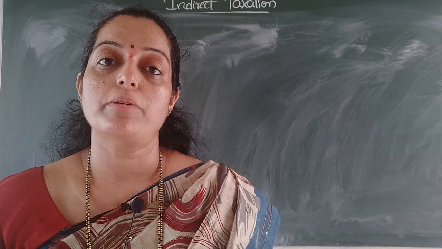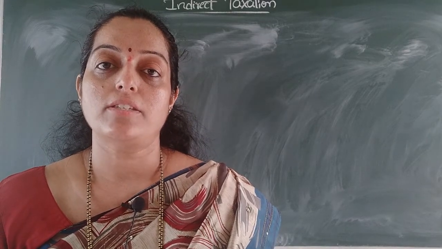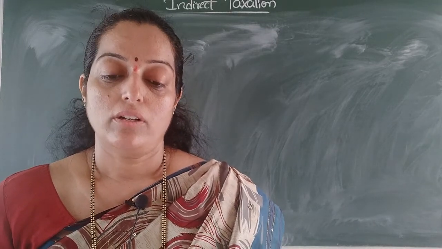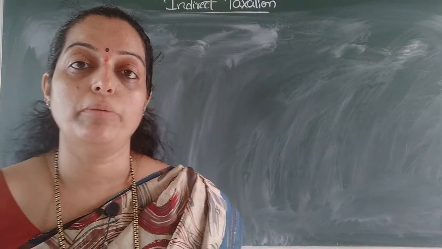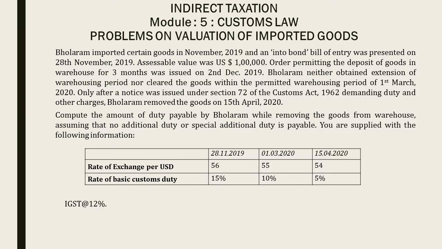Today we are going to solve problems on customs duty, that is, import of goods. You can note down the problem on the screen. Bolaram imported certain goods in November 2019 and an into-bond bill of entry was presented on 28th November 2019. Assessable value was $1 lakh. The order permitting the deposit of goods in the warehouse for 3 months was issued on 2nd December 2019.